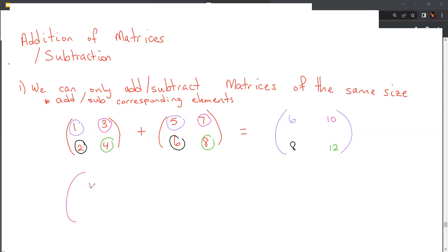So we'll have 1, 3, 2, 4, minus 2, 6, 4, 8. All right, so corresponding elements, 1 minus 2. You have to apply your rules of integers here. So 1 minus 2, that's minus 1.